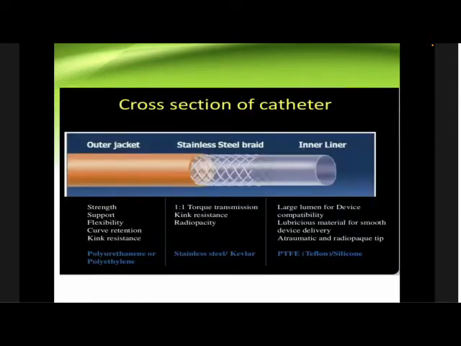Here is another diagram to show the structure of the cross section of the catheter. The outer jacket is made of polyurethane, and the steel braid or the nitinol inner layer gives the kink resistance and the torque transmission.